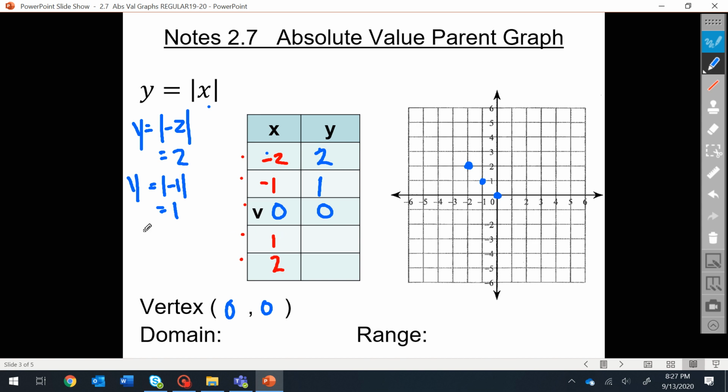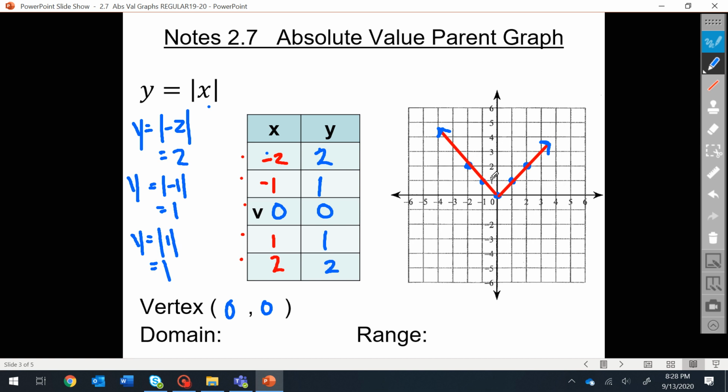And next we will do 1. So y equals the absolute value of 1, which is 1. Let's graph (1, 1). (1, 1) is right here. For the last one, the absolute value of 2 is 2, so we'll also graph the ordered pair (2, 2). You notice it looks like a V, and all of our absolute value functions are going to look like a V. You'll also notice that it is reflected about the vertex. It looks the same on the left side and the right side of the vertex.